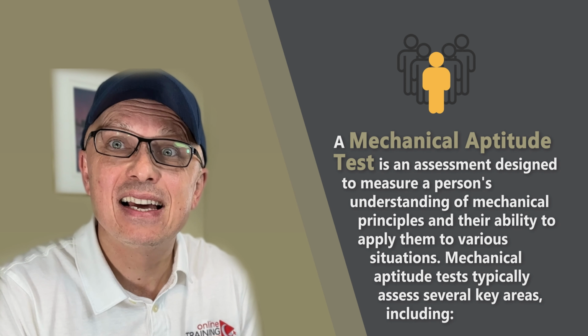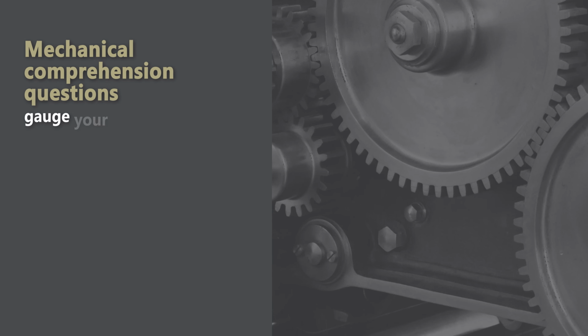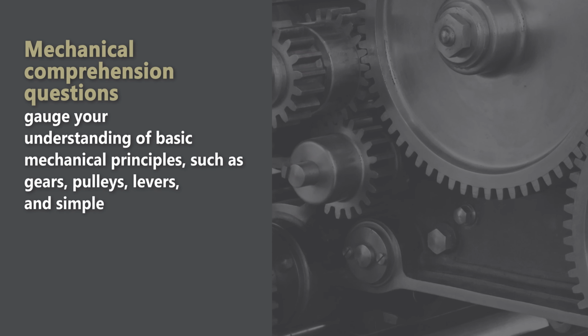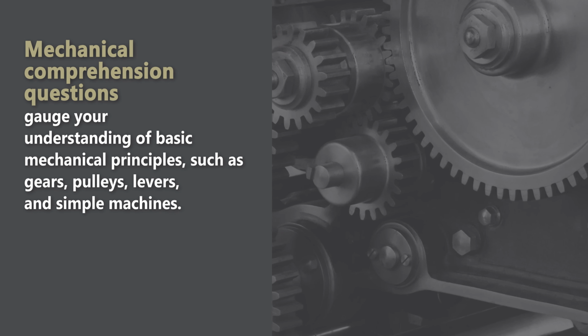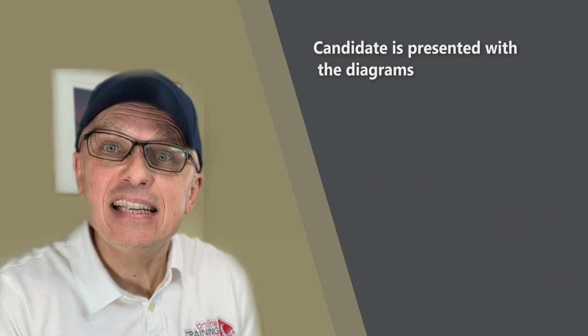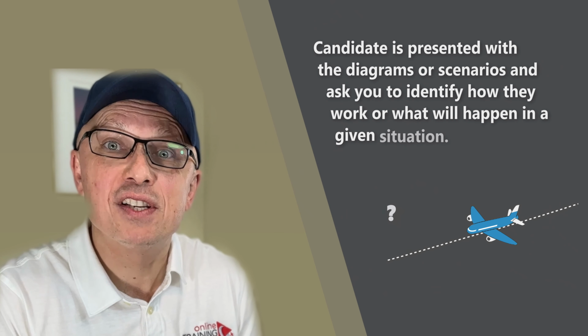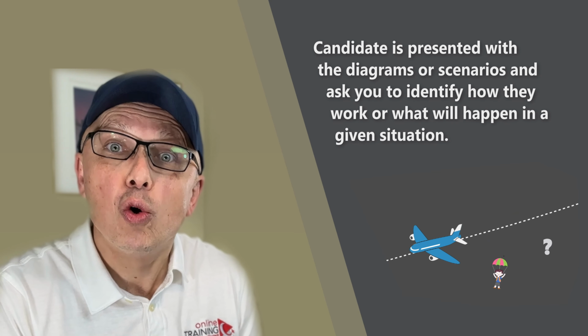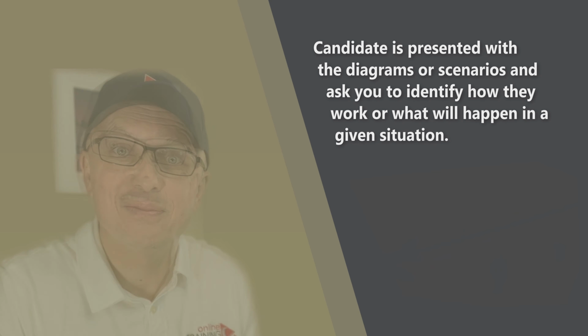Mechanical Aptitude tests typically assess several key areas. One of the areas is mechanical comprehension questions, which gauge your understanding of basic mechanical principles, such as gears, pulleys, levers, and simple machines. Candidate is presented with the diagram or scenarios, and you're being asked to identify how they work or what will happen in a given situation.